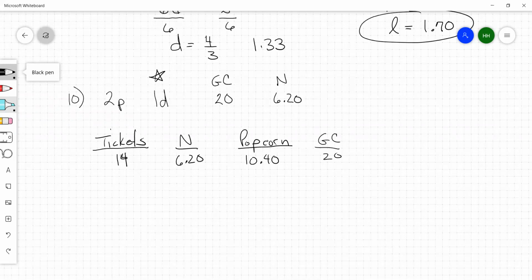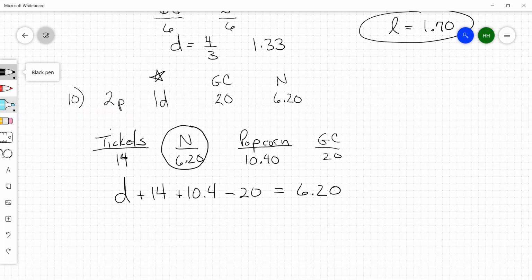All right? So what we have to do is set something equal to what Neil had to pay. Right? So the popcorns, they only bought one drink. So this drink plus the $14 for tickets plus the $10.40 for popcorn minus the $20 gift card is all equal to the $6.20 that Neil paid. Right? Does that make sense?